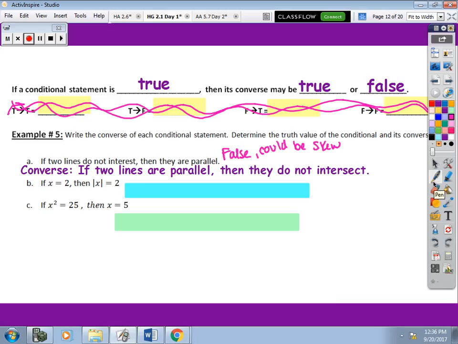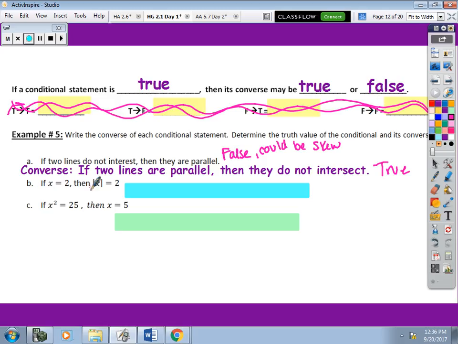Is the converse true? Yes, it is. The definition of parallel lines is two coplanar lines, technically, that do not intersect. So if two lines are parallel, then they do not intersect. That is true. So sometimes you could have both of them being true. Sometimes they'll have alternating truth values. Okay? So you just have to check. All right.